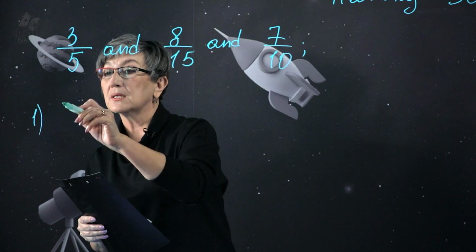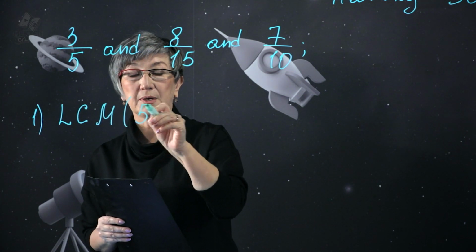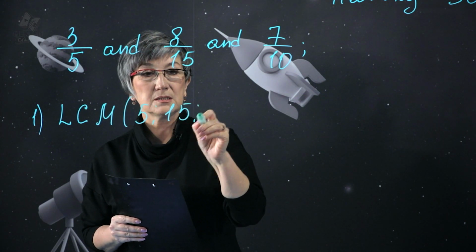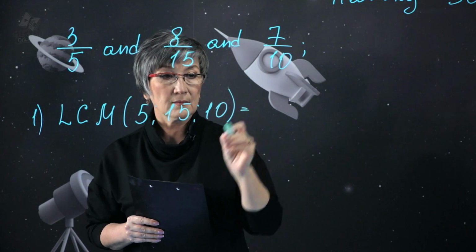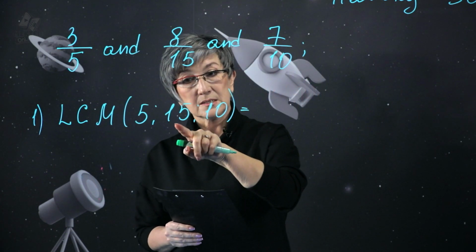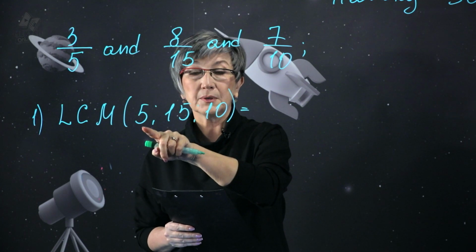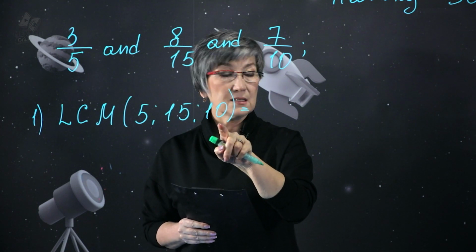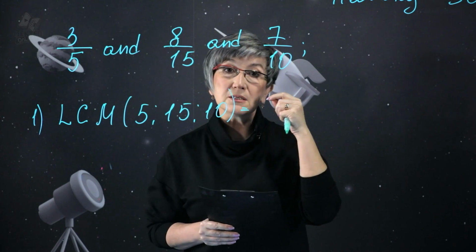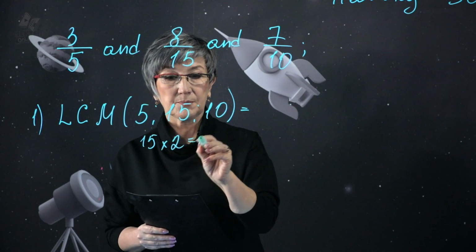So first things first, we need to find the least common multiple for the numbers 5, 15, and 10. We choose the biggest of these numbers. This is 15. Does 15 divide by 5? Yes, it divides by 5. Does 15 divide by 10? No, it doesn't divide. What to do? I take 15 and then I multiply it by 2 to get 30.